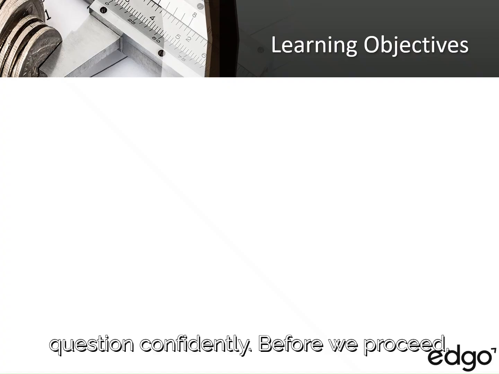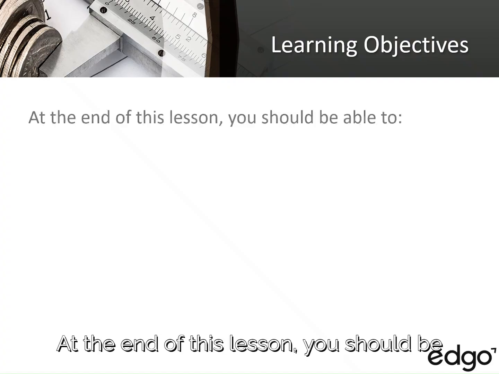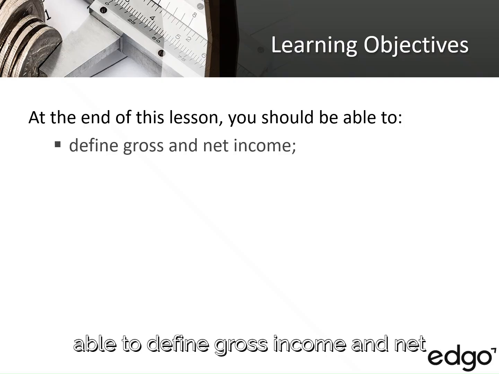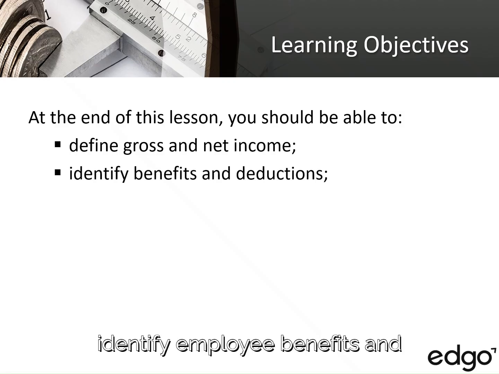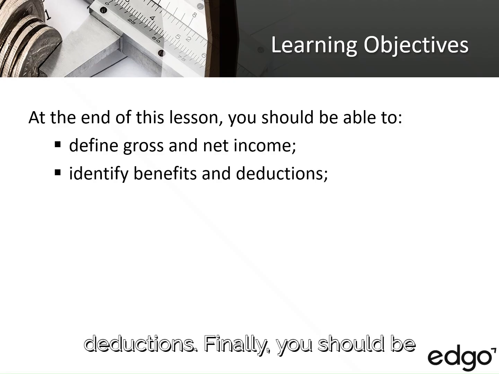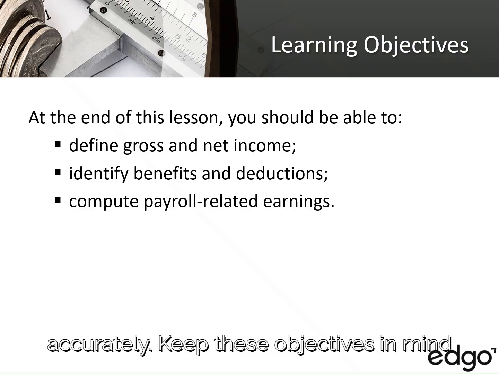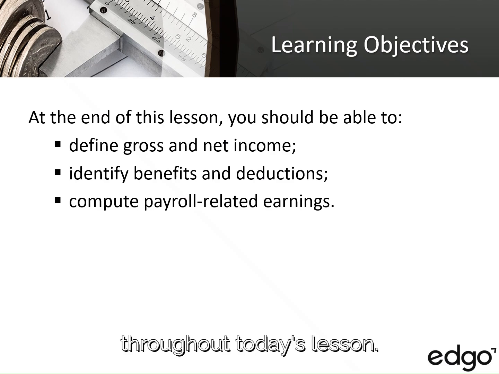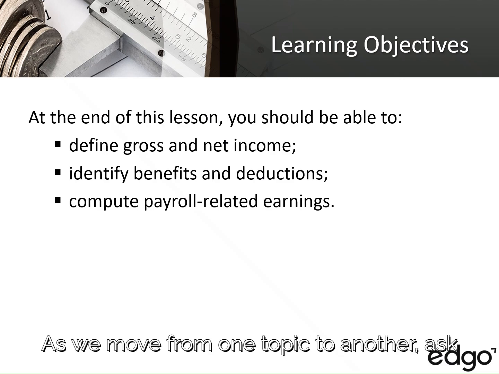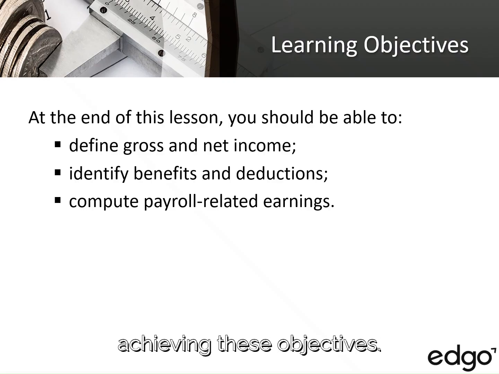Before we proceed, let us examine our learning objectives. At the end of this lesson, you should be able to define gross income and net income. You should also be able to identify employee benefits and deductions. Finally, you should be able to compute payroll-related earnings accurately. Keep these objectives in mind because they will guide our discussion throughout today's lesson. As we move from one topic to another, ask yourself whether you are already achieving these objectives.